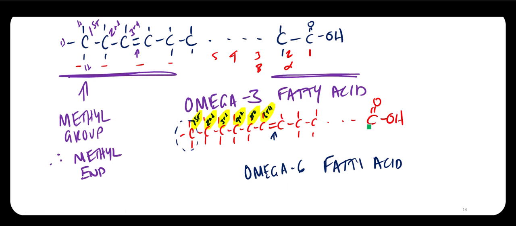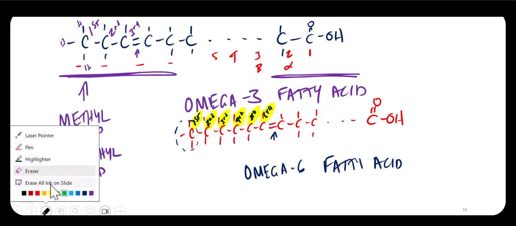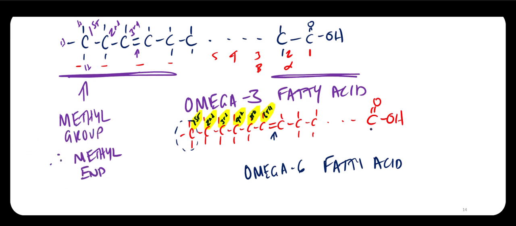Maybe, depending on what fatty acid it is, if I started counting at this end, 2, 3, 4, whatever, maybe carbon 6 would be the one the double bond's on. I don't know. Doesn't matter. I want to count from this end, the non-carboxyl end, the methyl end, and that will tell me whether it's an omega-3, 6, or whatever.